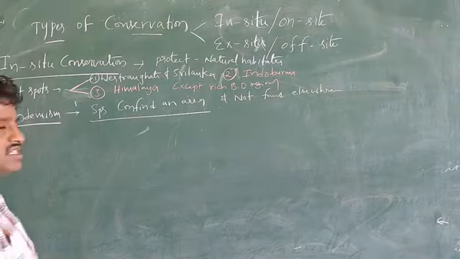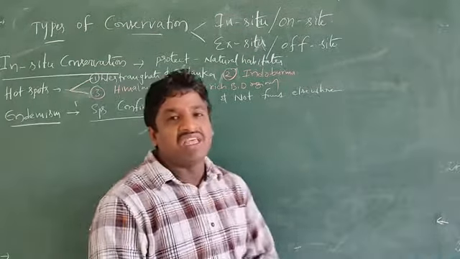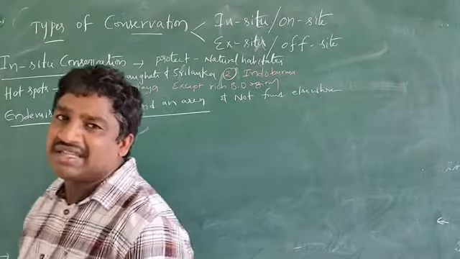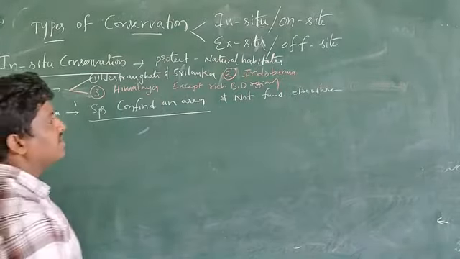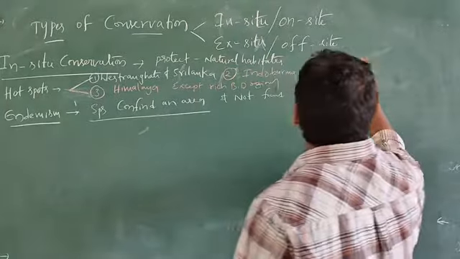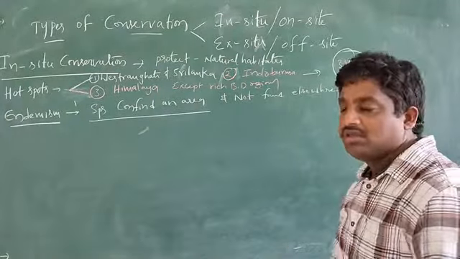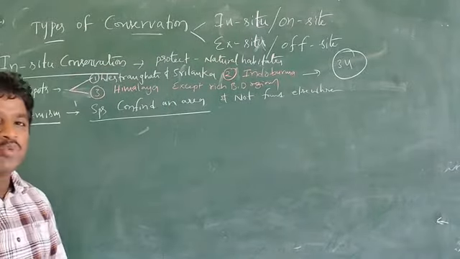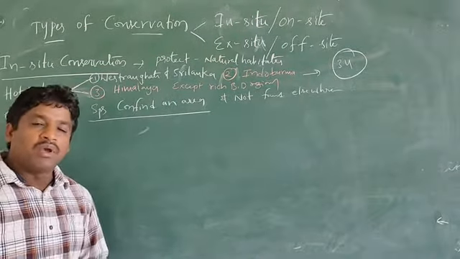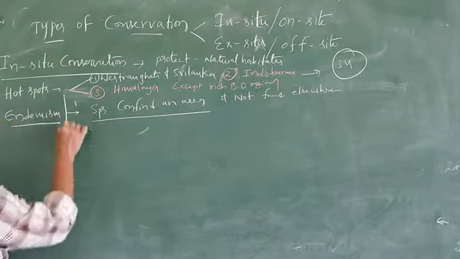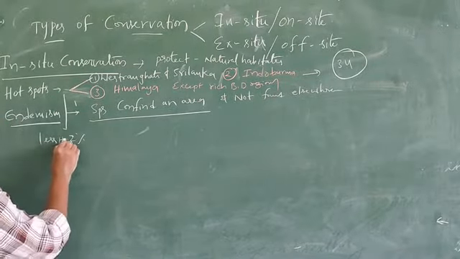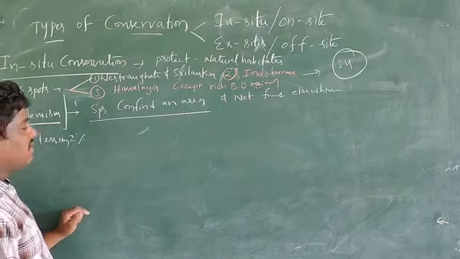Actually, these hotspots were first identified as 25, and later 9 more were discovered. Totally, worldwide, the hotspots are 34. These hotspots cover less than 2% of the world land area.